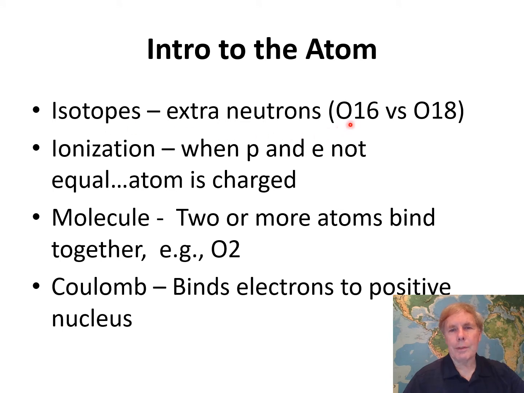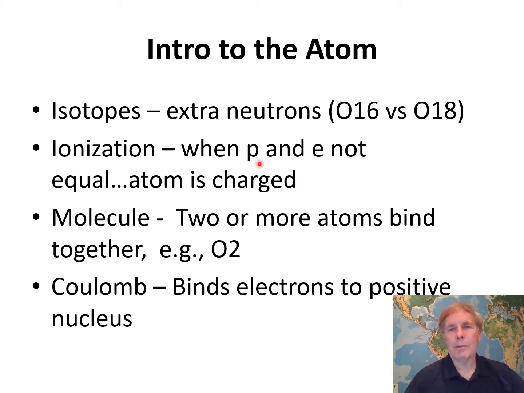An isotope simply means that an atom has extra neutrons. For example, oxygen-16 versus oxygen-18. That means that this one has two more neutrons. These two things are the same element, okay? They both have 8 protons, but some have a couple more neutrons.